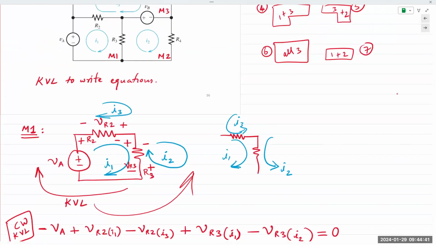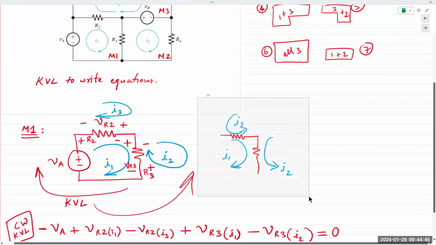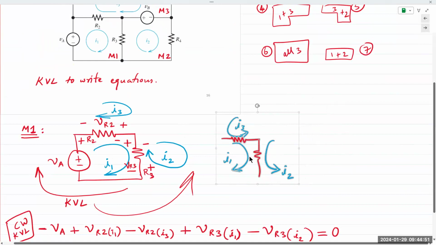All right, mesh 2. I'm going to move this. Actually, just leave.